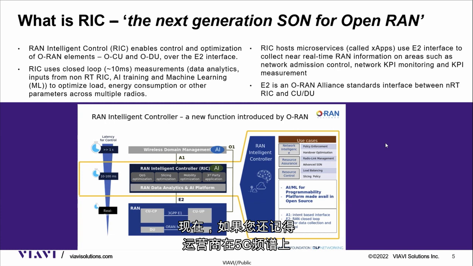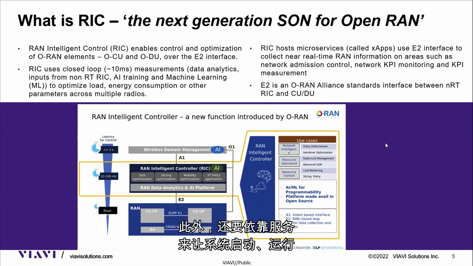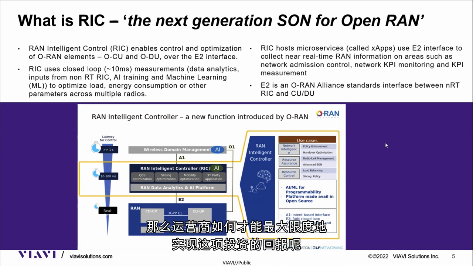Now, if you remember that operators spend billions of dollars on 5G spectrum, and then millions more on new radio units and base stations and small cells and core networks and transmission hubs, and then more again on services to get the systems up and running and tuned and working. So the total cost to an operator for 5G is billions of dollars. So how can the operator maximize the return on this investment?